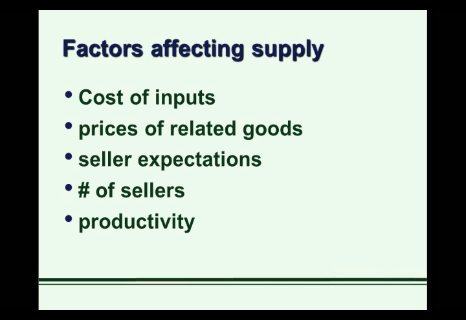Prices of related goods: there are substitutes and complements in production. There are goods that can be switched back and forth on a production line, or goods that are naturally produced together in the same production process. Seller expectations of prices or input availability will affect production decisions today. The total number of sellers in the market will affect the quantity available. And then finally, productivity. How well are we producing? If producers get more efficient at making things, that's going to affect the supply curve.